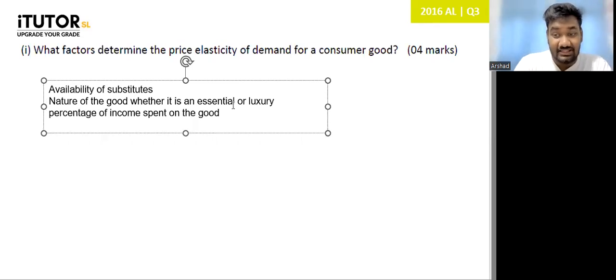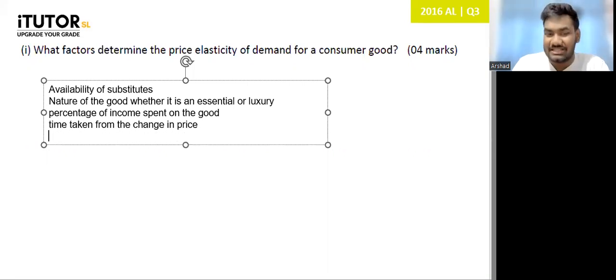What else? Time taken from the change in price. So in the short run, you are this thing. Availability of substitute and closeness. Okay, that's the first one, and it's closeness. What else? Okay, alternative users. Correct. Alternative users of the good. Okay, so those can be different points that you have.